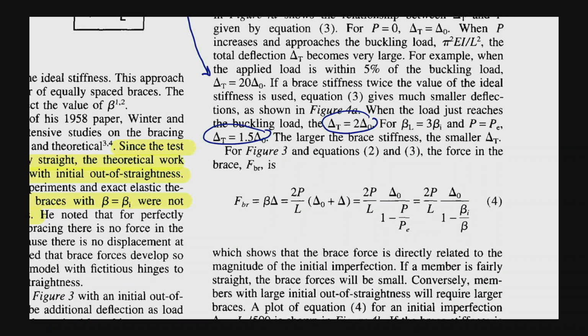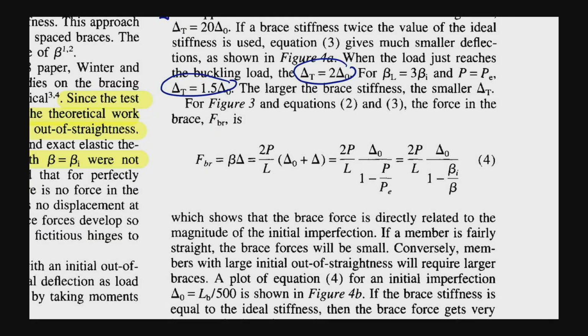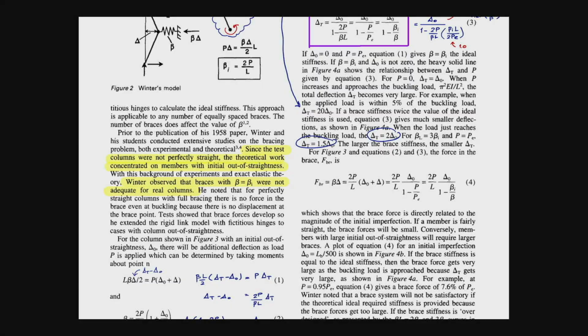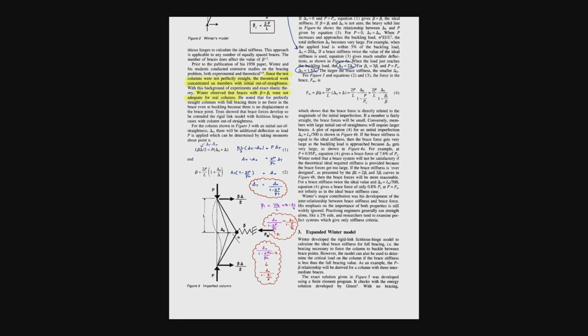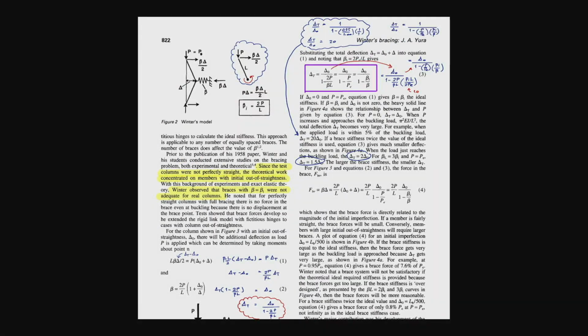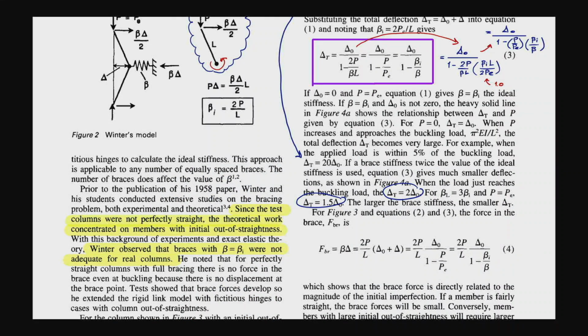For figure 3 and equations 2 and 3, the force in the brace is given as follows. Figure 3 is this one, and equation 2 is this one here, and equation 3 is this one here, and then he pops up with this one. So the force in the brace is equal to beta times delta. Beta is the brace stiffness. Delta is delta T minus delta naught.